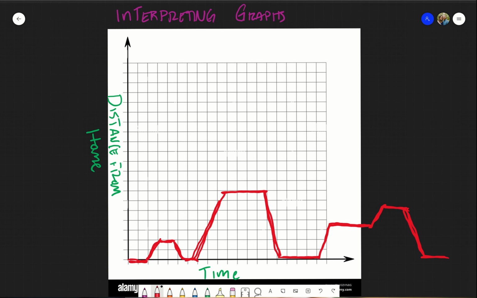Okay, so in class, we're going to be working on telling stories with our graphs. So as you're preparing for tomorrow, know that that's how our day is going to be spent, telling stories from graphs.